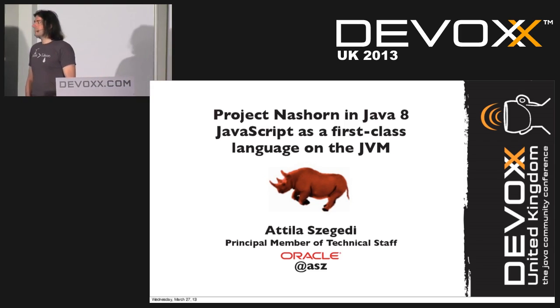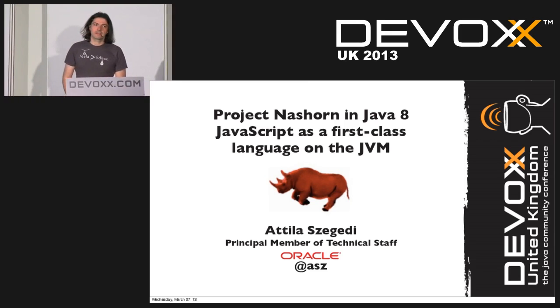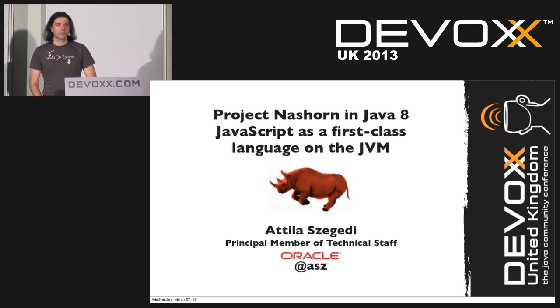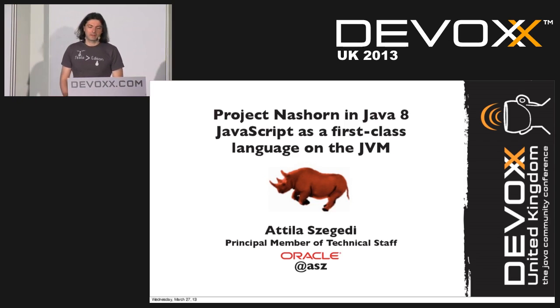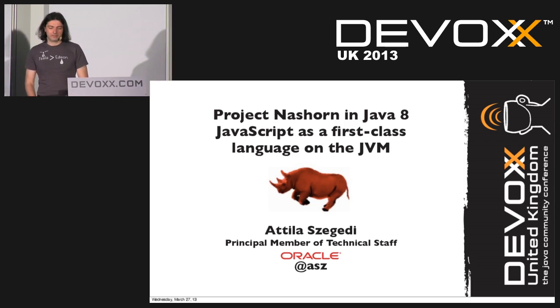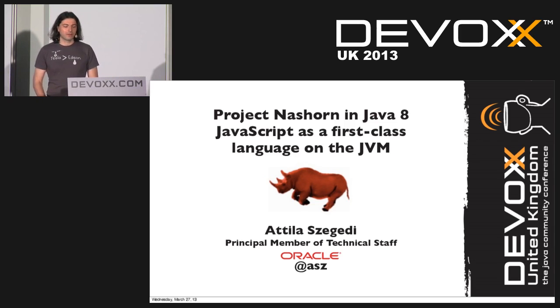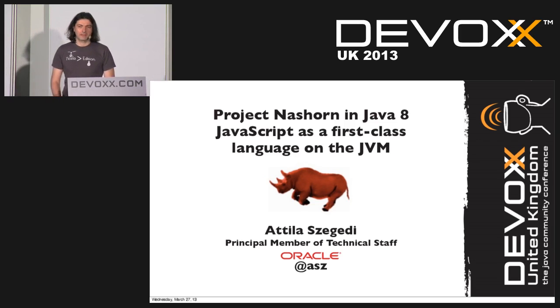This is the presentation about Project Nashorn, which is Oracle's new JavaScript runtime on the JVM that we will ship with Java 8. So we still have some time to finish it, but it is already available for trying it out, and we are quite excited about it. So this is what I will tell you about here today.